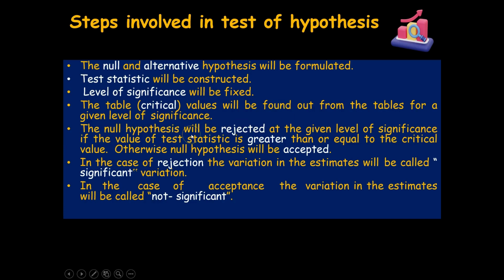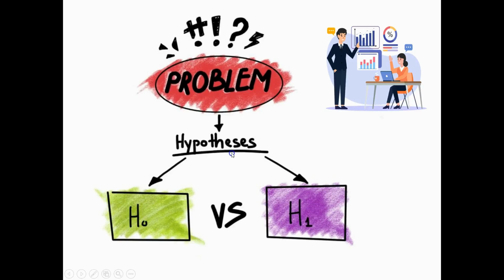Then the null hypothesis will be rejected, or we can say a particular statement will be rejected at a given level of margin of error or level of significance if the value of the test statistic is greater than or equal to the critical value. Otherwise, when something is rejected, that means the variation is significant, and if it's accepted in its own form, that means the variation is not significant.